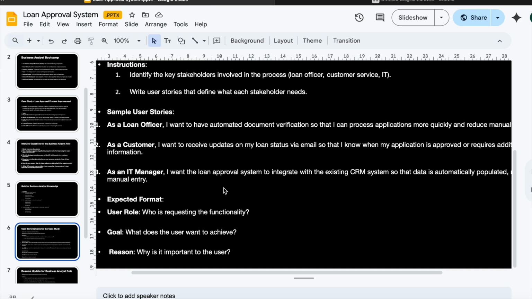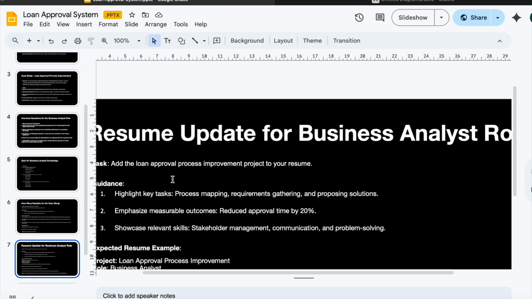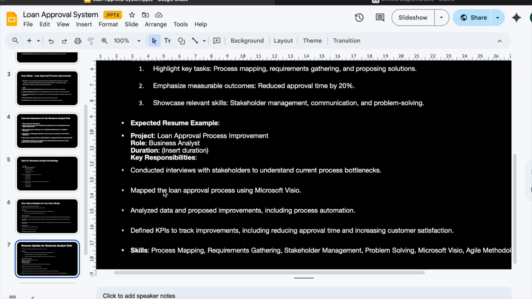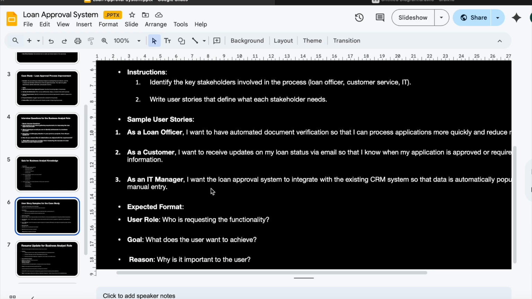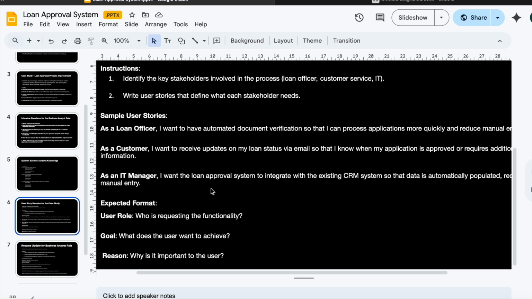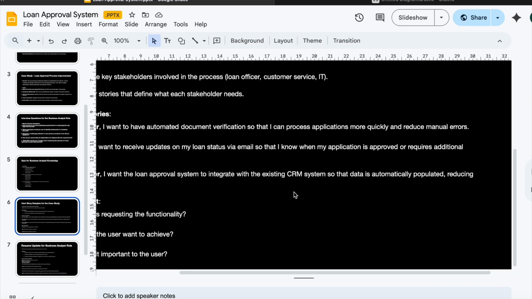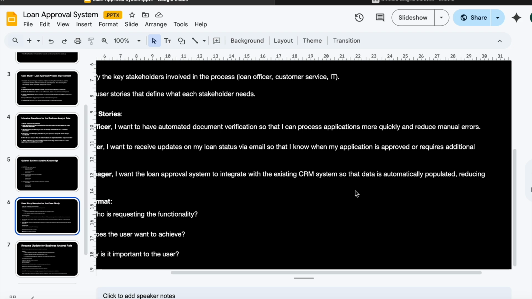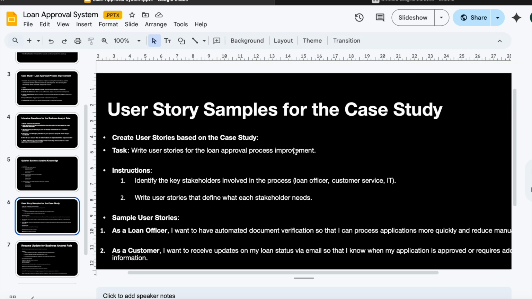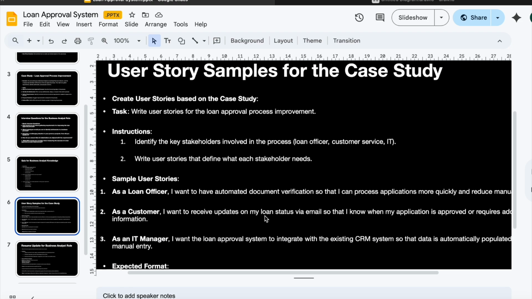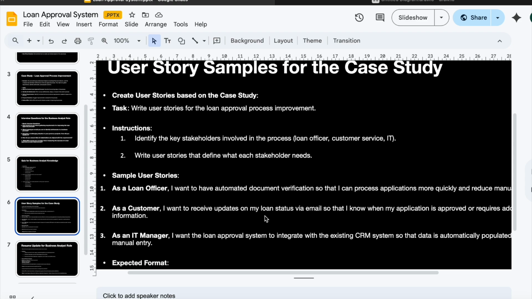As an IT manager, I want the loan approval system to integrate with the existing CRM system so that data is automatically populated, reducing manual entry. So these are all nice-to-have features. We can come up with so many user stories based on this case study, but I have provided you a few samples. You can come up with other user stories.